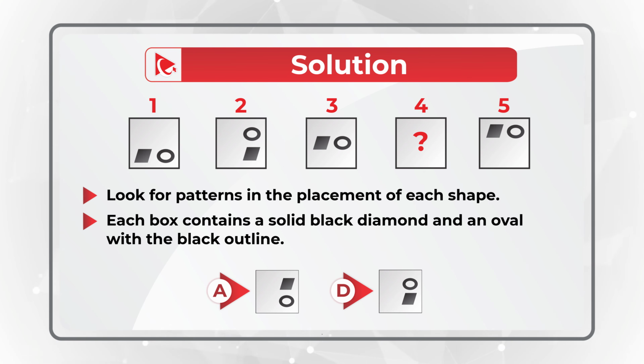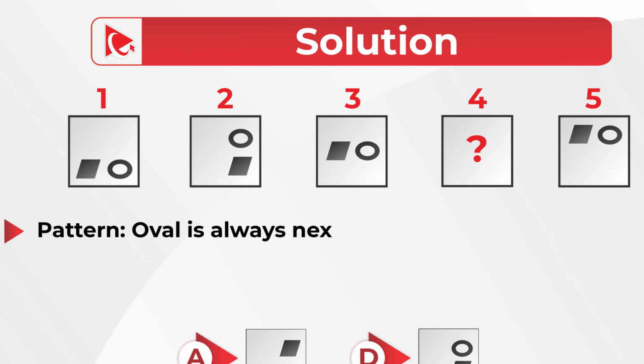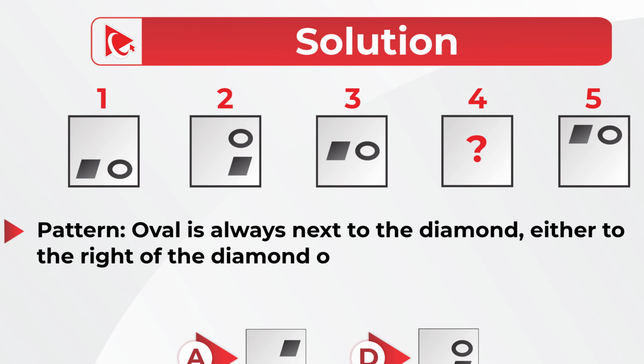To solve this puzzle, and get to the correct solution, we need to detect the second pattern. And second pattern is that oval is always next to the diamond, either to the right of the diamond or on top of the diamond.